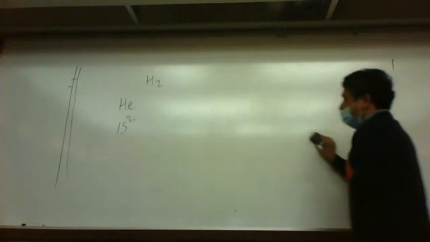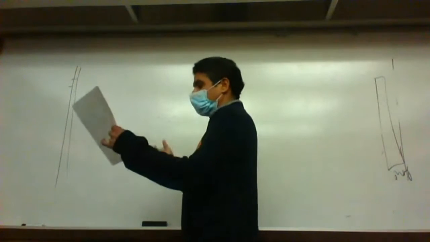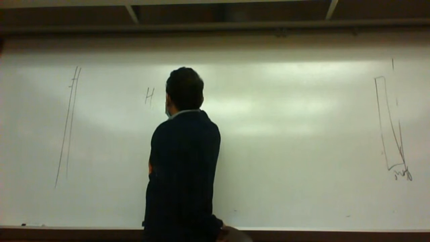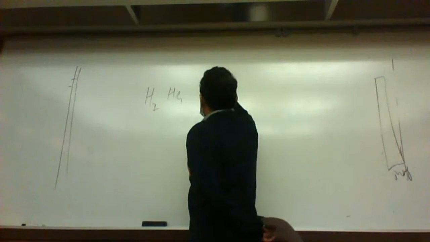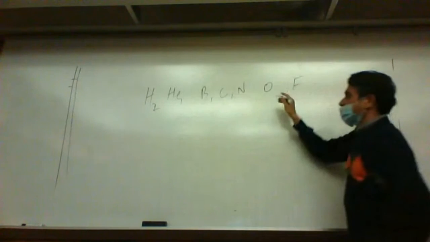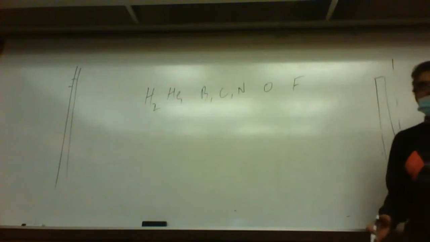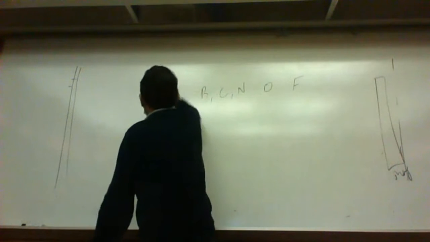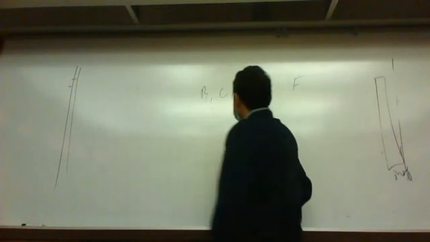So slide number 16. In this course we talk about hydrogen, helium, boron, carbon, nitrogen, oxygen, fluorine, and others. So we are only studying this many molecules in this class. We already finished hydrogen and helium. Now I'm going to talk about boron. Now let's look at boron.